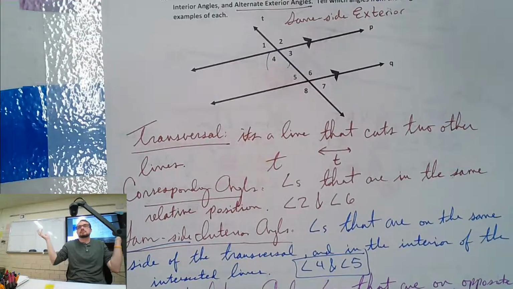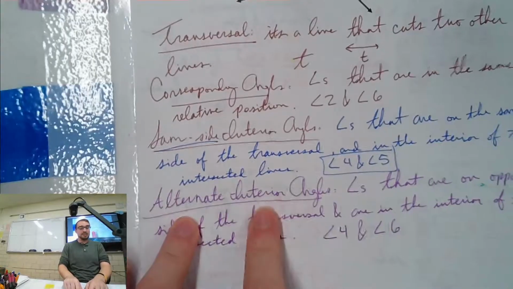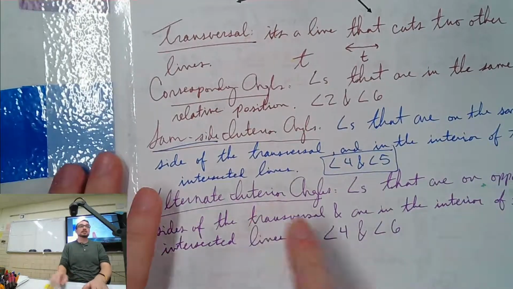That's it. We didn't do AEA. Oh, we didn't, but remember, I'm saying I'm not going to write it. It's the same as alternate interior, but it's just outside the intersected lines, right?